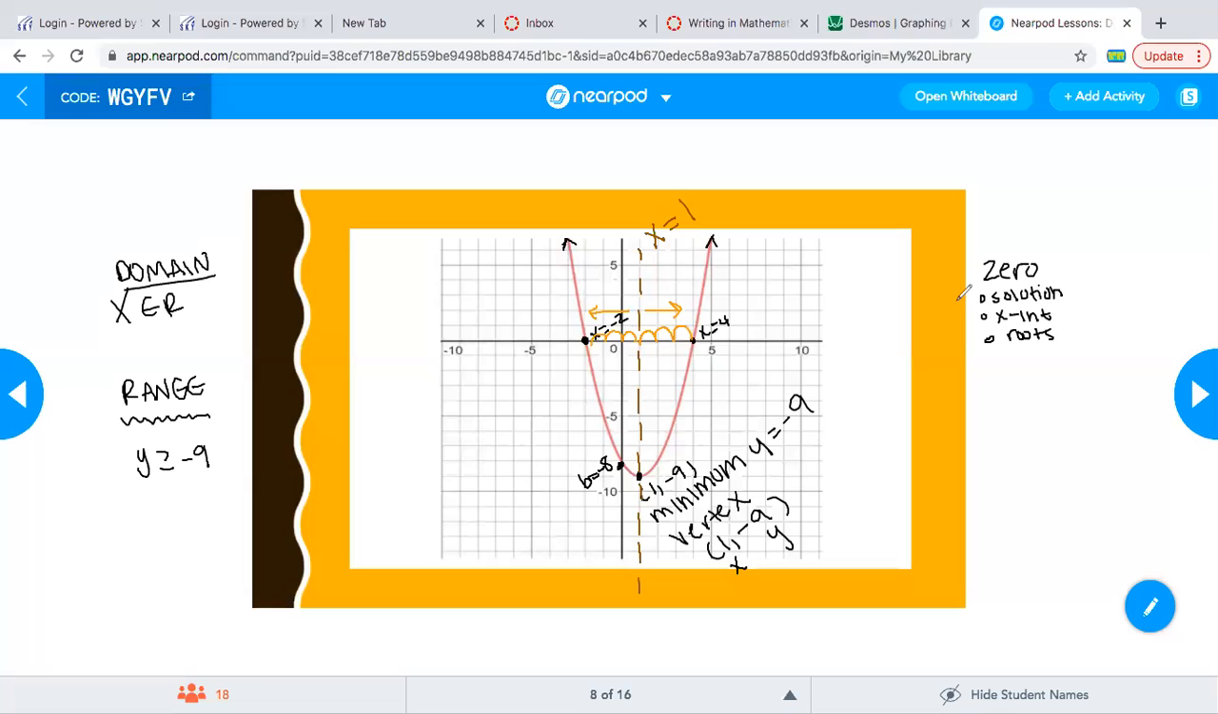Would it be possible to define symmetry? No, not for quadratics. Maybe for a different type of graph, but it wouldn't be a function, because if it was on the side like this, then it would not be a function.